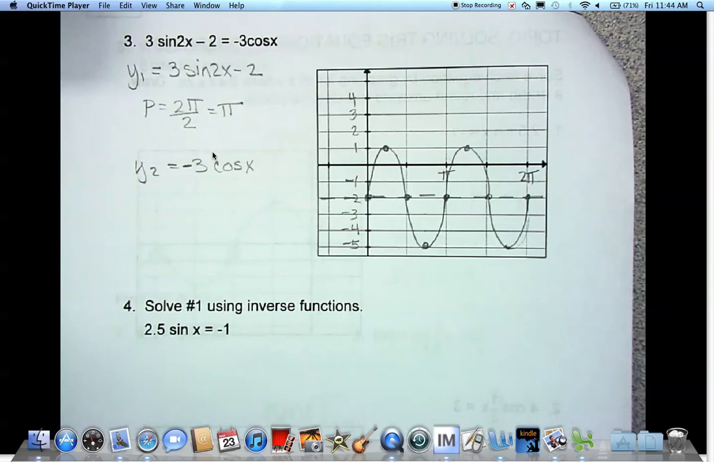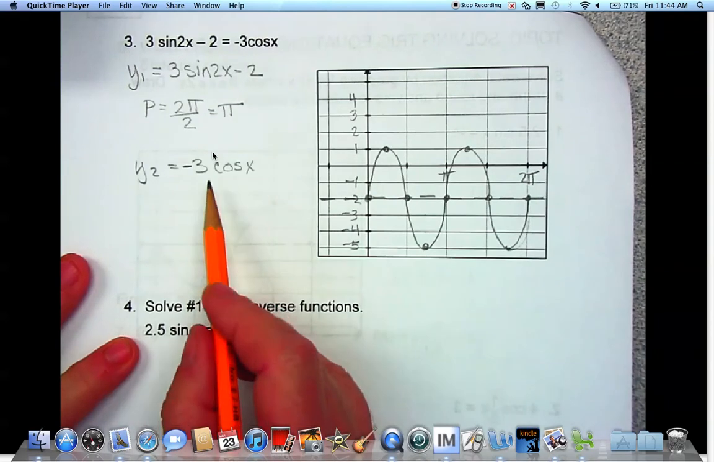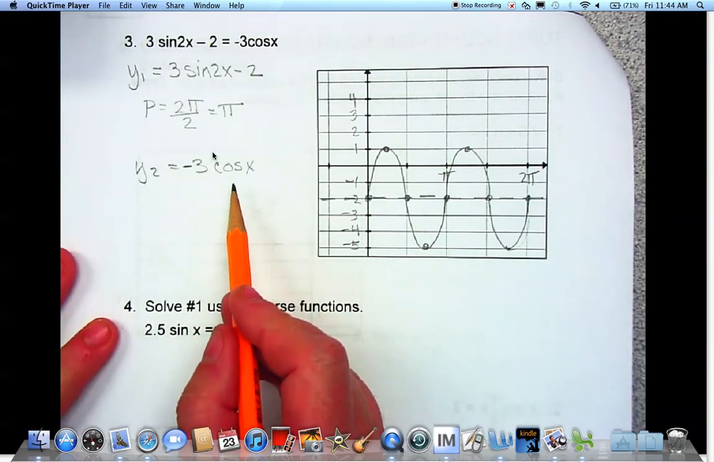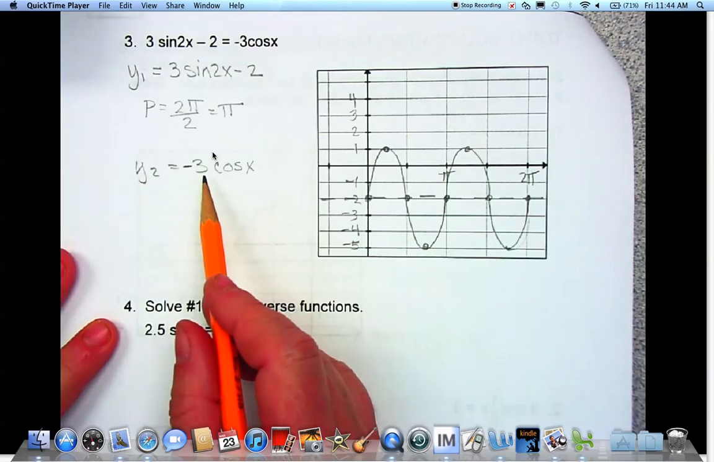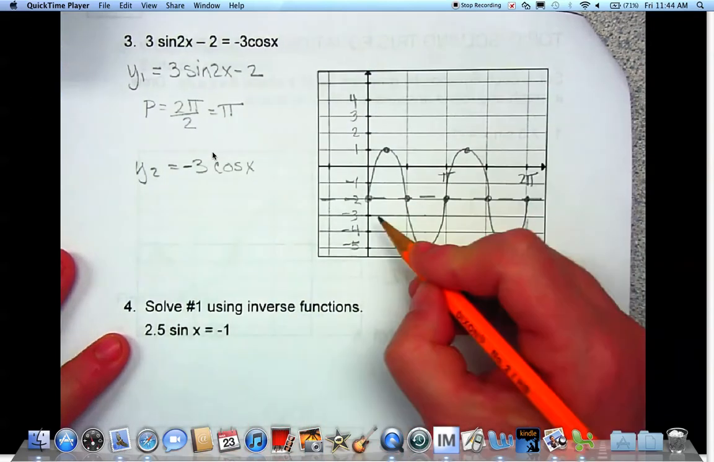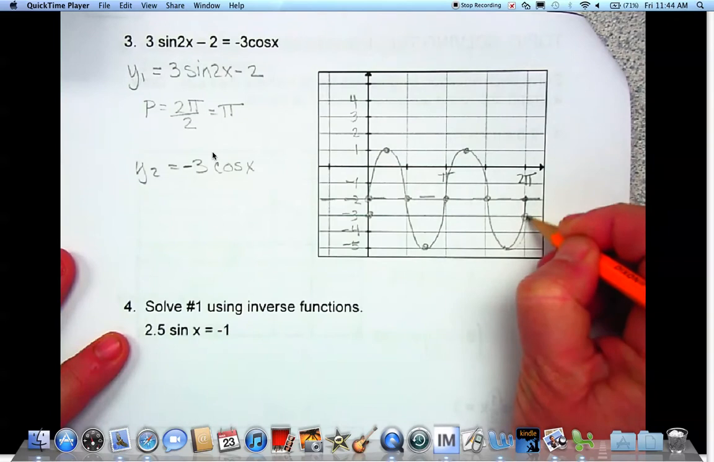Now, y2 is a cosine graph, not a straight line, so it's going to look a little different. It's a negative cosine graph, so it's a bell flipped down at that negative. It starts at -3. What's the period? 2 pi. It starts at -3 right here and ends at -3 at 2 pi.